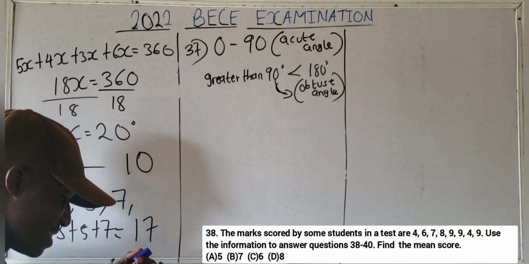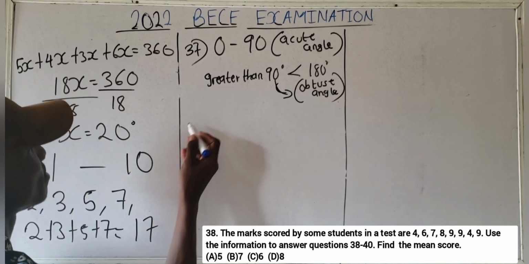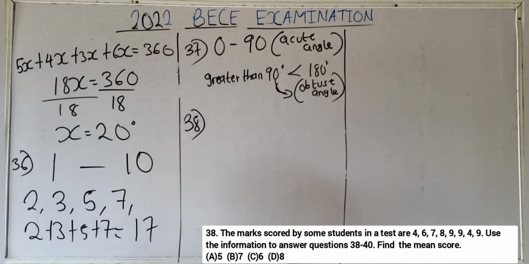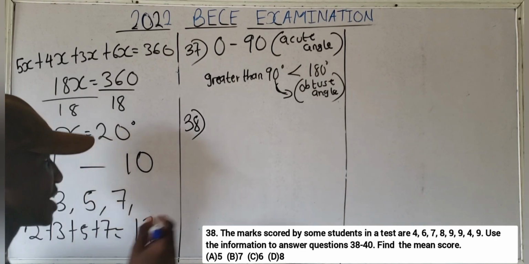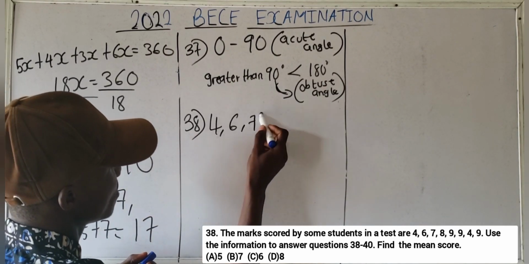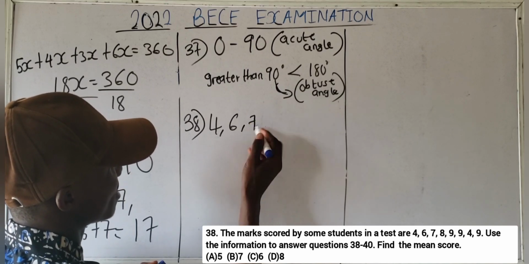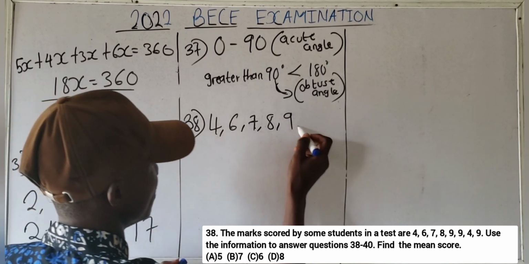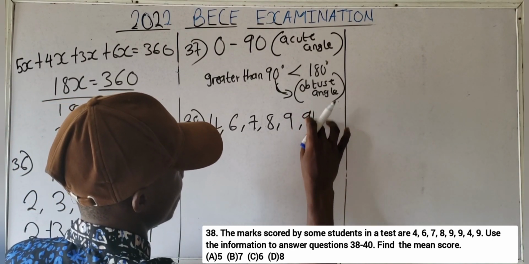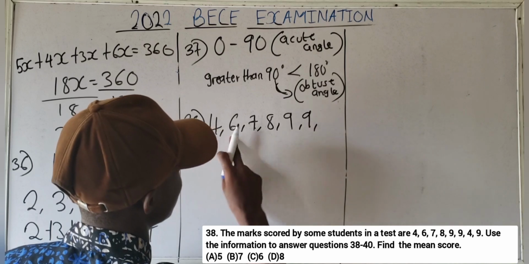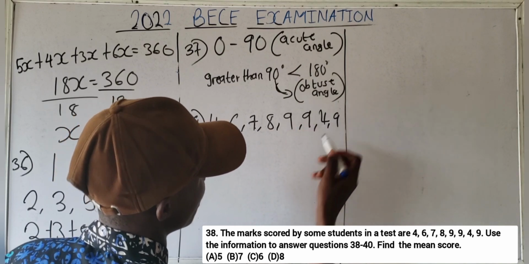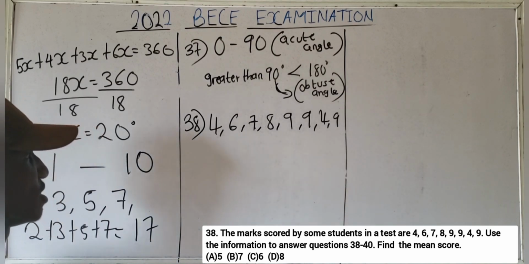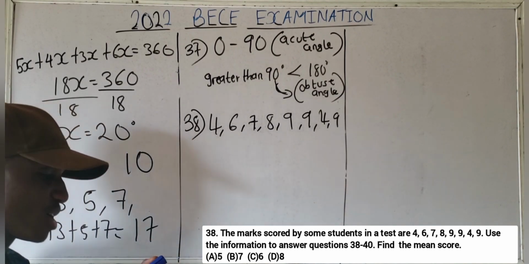For question 38, please pay attention. The marks scored by some students in a test are 4, 6, 7, 8, 9. Use the information to answer questions 38 to 40. You understand? We are asked to use the information to answer questions 38 to 40.